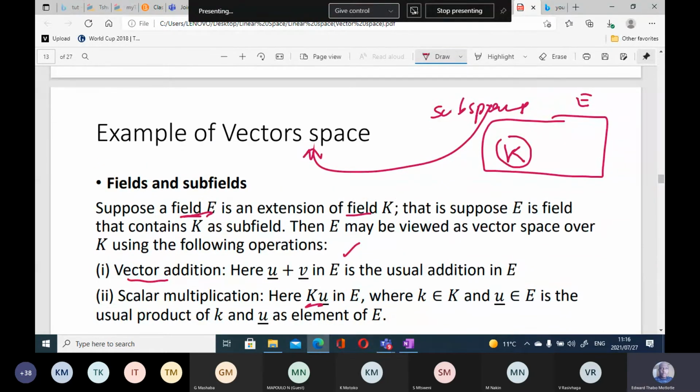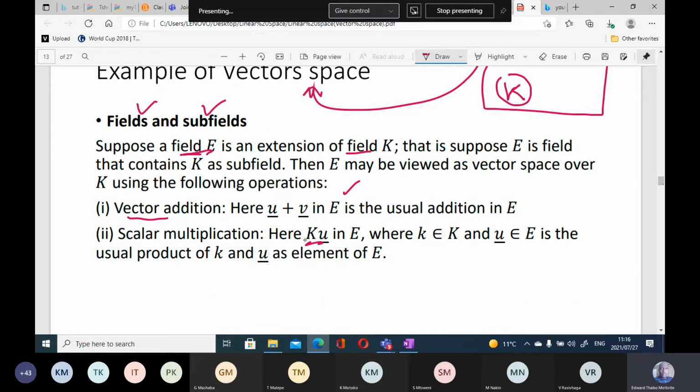And also here they are showing that fields and subfields can be seen to be a vector space. They say suppose a field E is an extension of a field K. That is, suppose E is a field that contains K as a subfield. Then E may be viewed as a vector space over K using the following operations. For addition, add two vectors in this extension field E, and it's the usual addition in E, okay? Then scalar multiplication, K multiplied by U, and so on. So those are the two things that we have to do there.